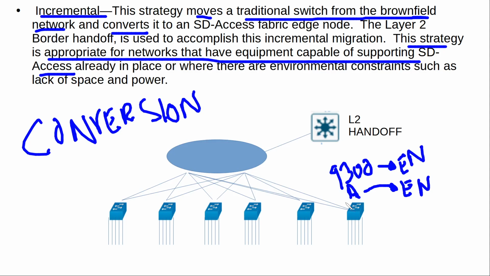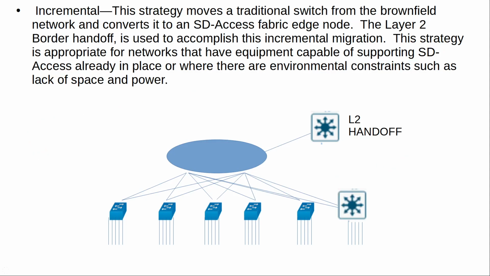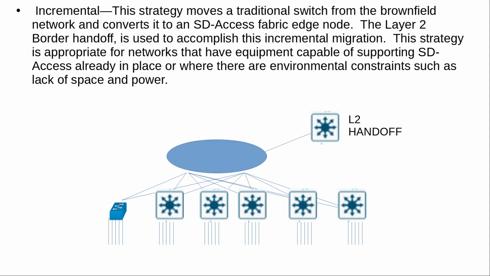But if you had an old switch that is not capable of becoming an edge node, you couldn't run an incremental migration. So the migration will consist of turning this device and making it an edge node. And this link will no longer be a layer 2 link, but it will become a layer 3 link now, overnight. So the migration will happen this way, and that will be the incremental approach.